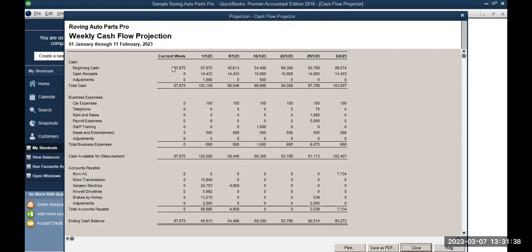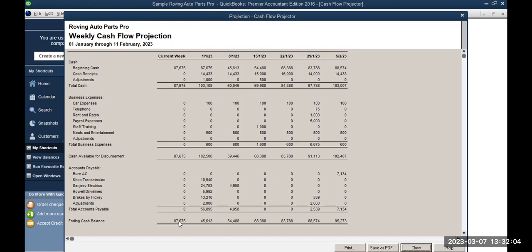So the beginning cash balance, okay, remember where we put 87, we had 77, and we added a 10,000. So that gives our beginning cash balance, okay? And then the cash receipts are projected based on the information. You can either use a weighted average or you can type in the figures when you anticipate that. So it gives you the total cash for each of the different periods.